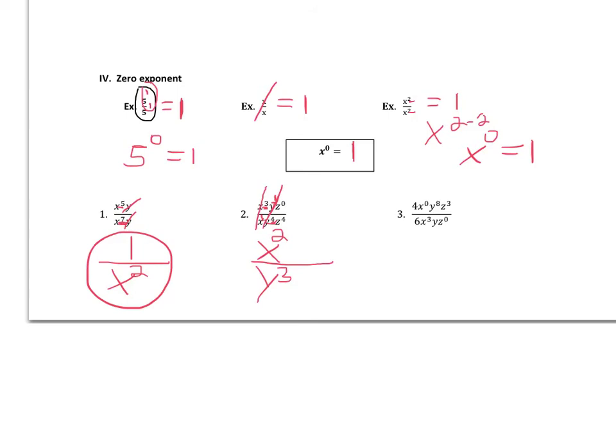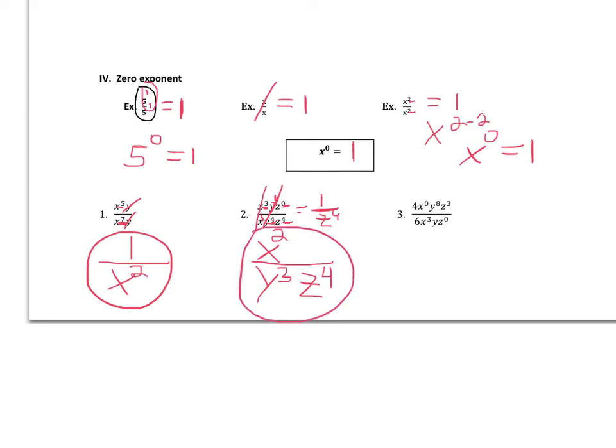Now this z right here really doesn't mean anything. z to the 0 is just like saying 1 over z to the 4th. Or the other way to look at it, if you did 4 minus 0, it still gives you 4. So you still have z to the 4th in the bottom. A lot of times it doesn't do anything. So that's your answer for 2.